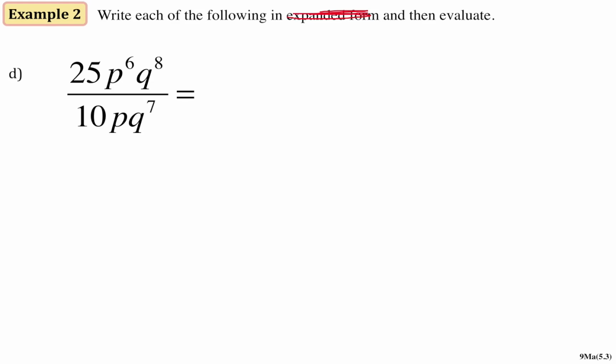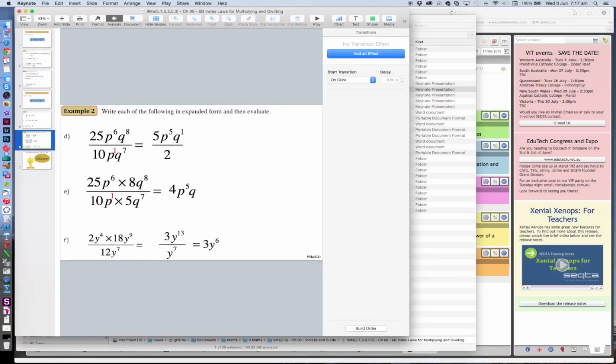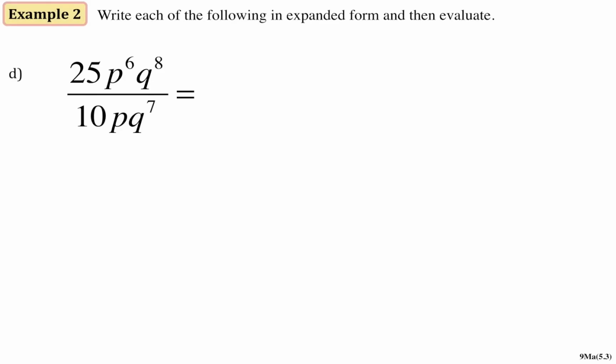When I look at this particular question here, I can see the number 10 and the number 25 out the front. I know 5 goes into 10 and 5 goes into 25. So I can actually do that part. This bottom letter P, because there's no power above it, I can put a 1 there.